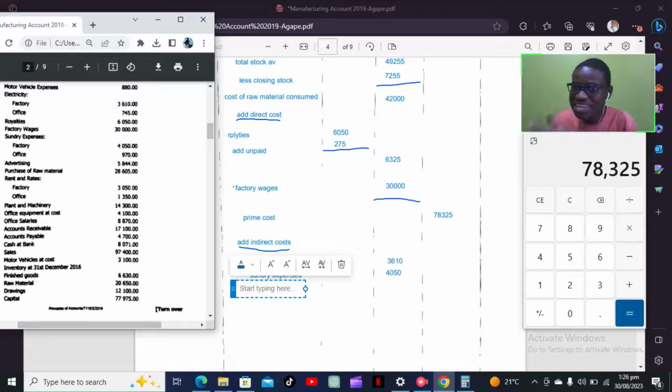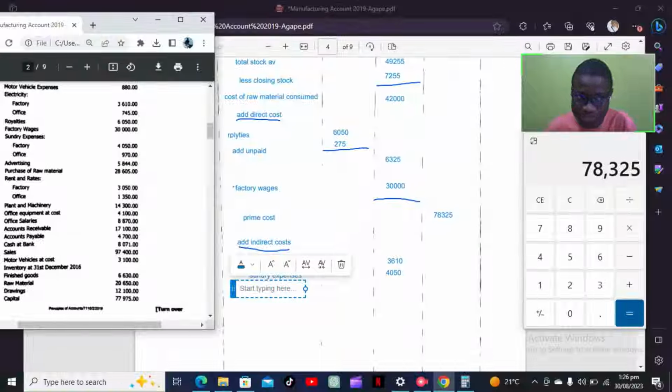So from entering sundry, then we're going to look at advertising. Even here, if they had mentioned anything linked to the factory, then we would have entered it, but it's just direct advertising. So we know advertising is for the trading profit and loss. Then we're going to continue with purchase of raw materials. We've already entered this one.